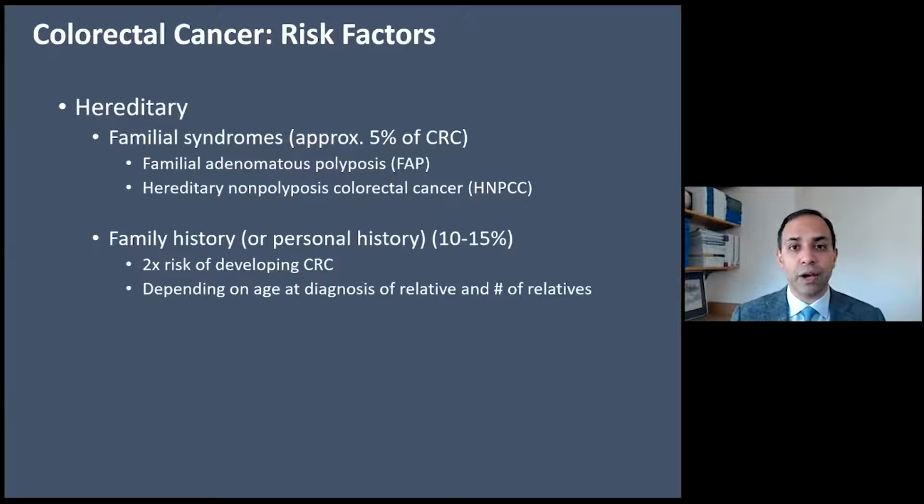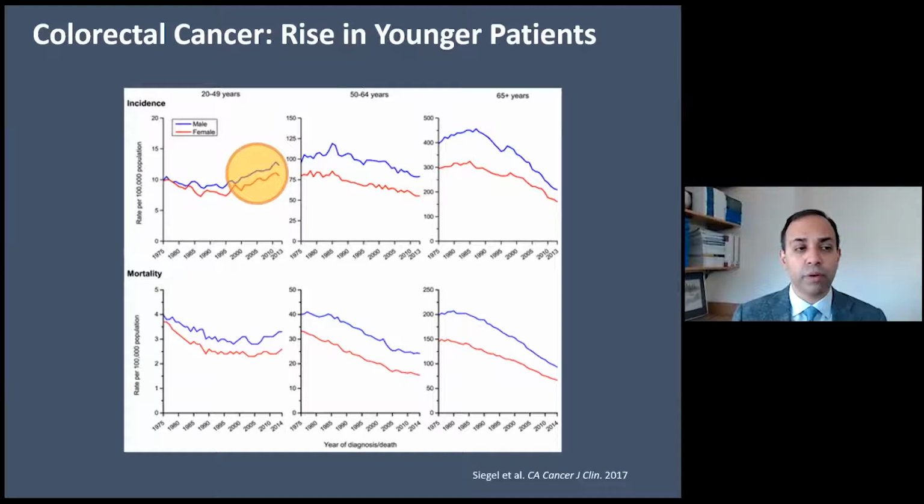Even in patients without an identified inherited risk factor, however, a family history of colorectal cancer is still a significant risk factor, as is a personal history in an individual patient of prior colorectal cancer. These are associated with an approximate twofold increase in the risk of developing colorectal cancer, though the specifics of this risk increase do depend on the age of relatives at diagnosis and the number of relatives involved in that family history.